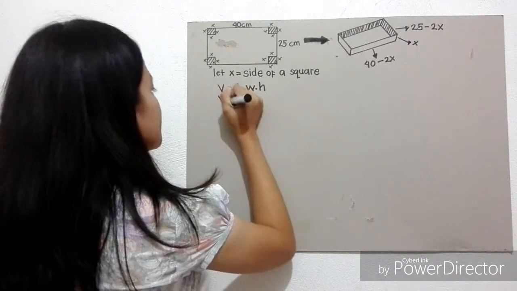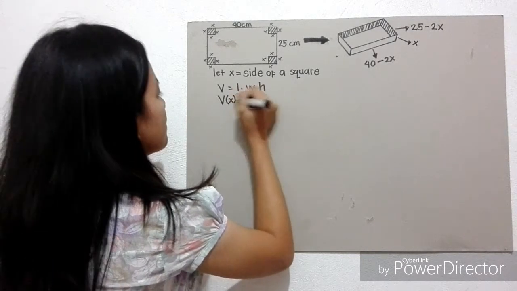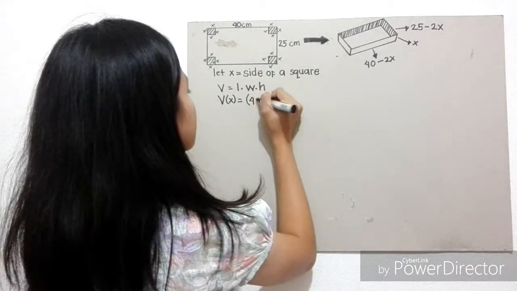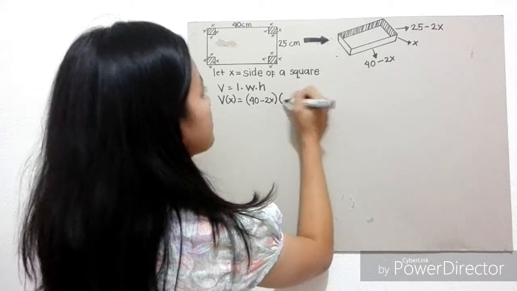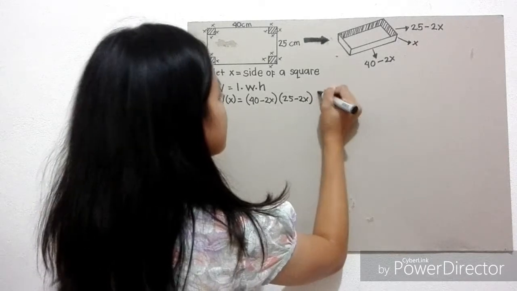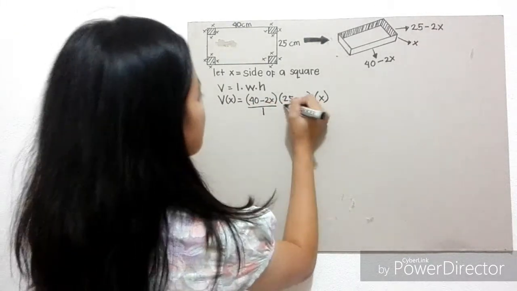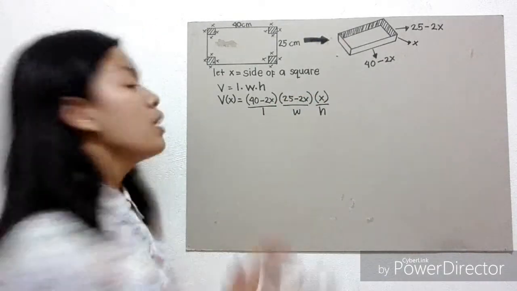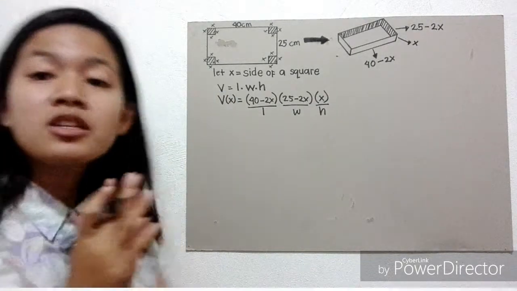Now we can substitute these values into our formula. It will become V of x is equal to 40 minus 2x times 25 minus 2x times x, wherein this is your length, this is your width, and this is your height. This is now the function for your optimization problem.